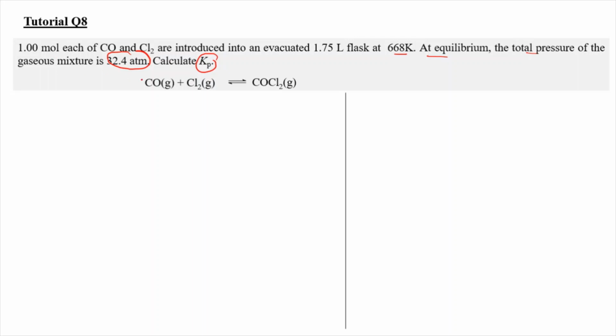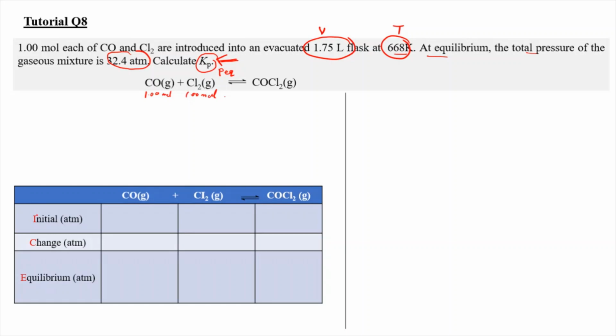So we know that CO and Cl2 will have 1.0 mole each. Okay, and we also know the volume as well as the temperature. So from here, the idea is we need to calculate the Kp. For this reason, we need to do the ice table because we need to get the partial pressure at equilibrium. So we're going to do the ice table, which is ICE, initial, change and equilibrium, in atm, which is referring to the pressure.